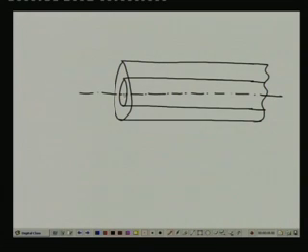Light will travel in various directions. It will travel like this, then it will travel like this. It can also travel like this, it can travel like this, or it can go in a zigzag fashion, in all these different cases.